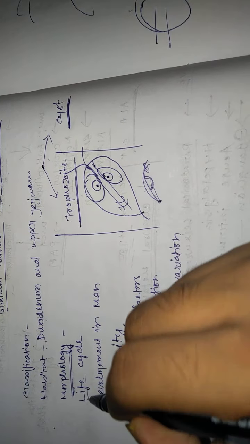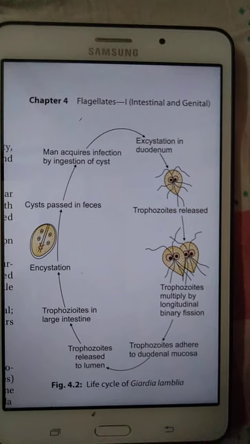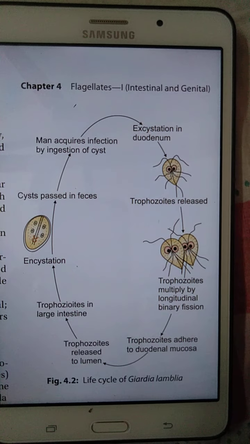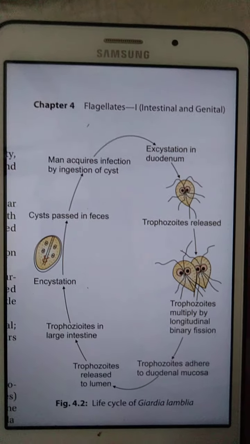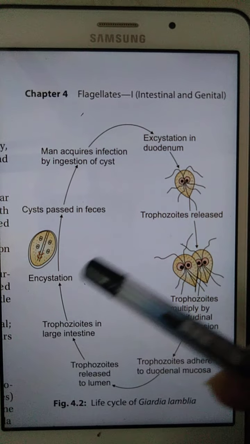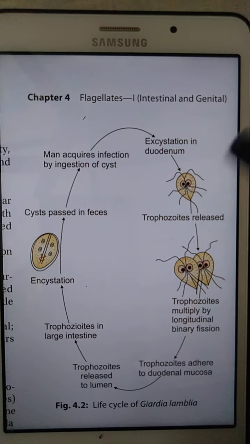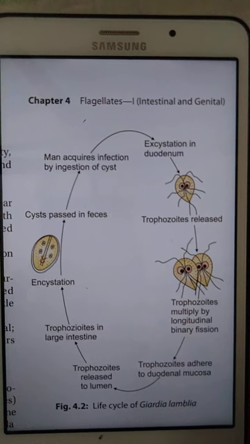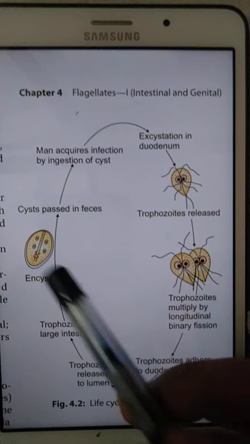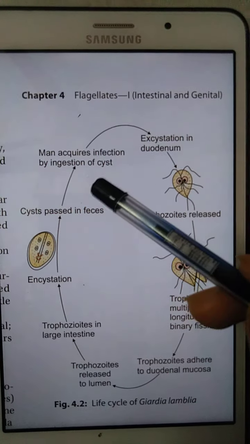Now we are going to talk about the life cycle of the parasite. I am showing you an image. You can appreciate that this is the life cycle of Giardia lamblia, right? As you can appreciate, the cyst passes in the feces. This parasite is transmitted through the fecal-oral route. The cyst is passed in the feces, and man acquires the infection by ingestion of the cyst.